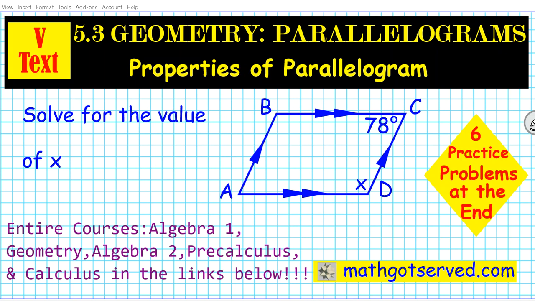In this clip, we're going to be going over section 5.3 of our virtual geometry text and parallelograms. We're going to take a look at how to use properties of parallelograms to solve problems. For example, take a look at the problem we have here. We have parallelogram ABCD, and we're to find the value of x where its adjacent angle is 78 degrees.